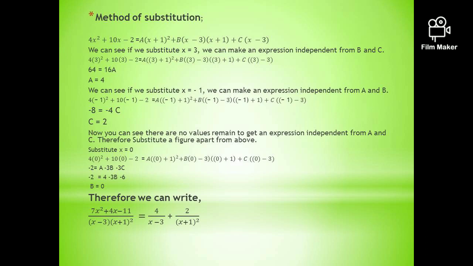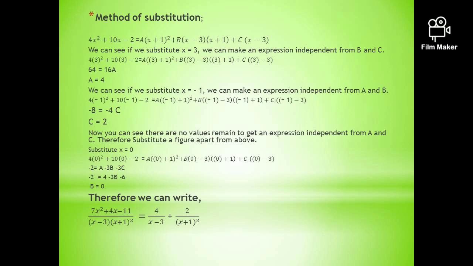Therefore, if you start from 4x squared plus 10x minus 2 equals A times x plus 1 squared plus B times x minus 3 into x plus 1 plus C times x minus 3, you can understand that if you substitute x equals 3, you can cancel B and C terms. How does it cancel? If you put 3 into x minus 3, it turns into 0. So B into 0 turns into 0. C into x minus 3, that is C into 3 minus 3, turns into C into 0. With that you get a term independent of B and C, and you obtain the answer A equals 4.